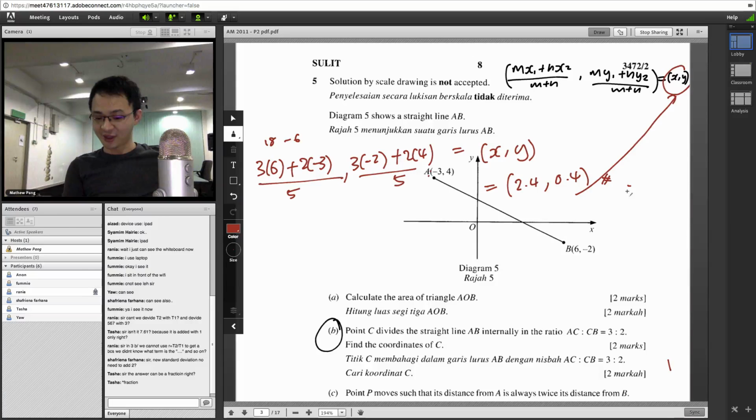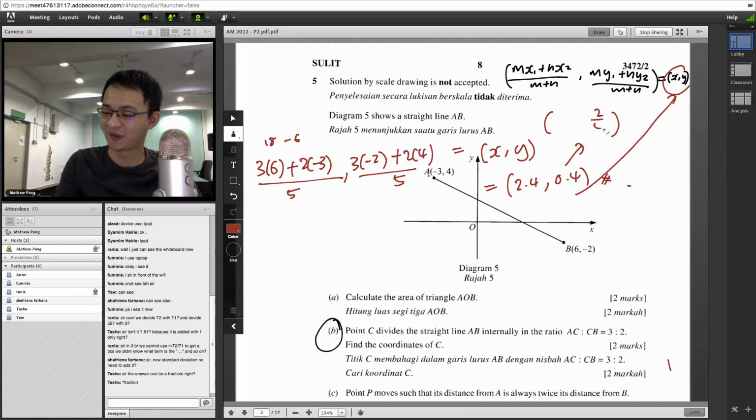Yep, my answer is correct. Yes, you can leave your answer in fraction form, and actually, I say many times I prefer students leave it in fraction form. I'm not sure why I changed to decimal today. This is 2 over 5, and then this one should be 12 over 5. Yeah, leave your answer in fraction form.